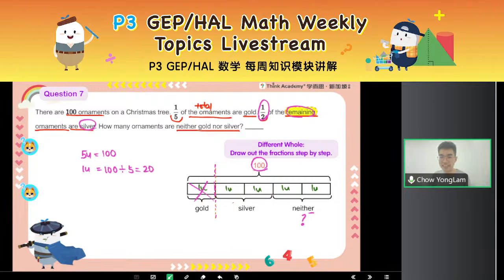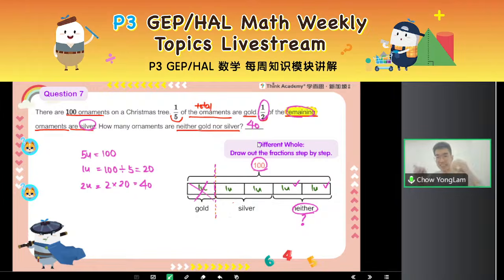And to find out the other part, that is just 1, 2. 2 units is equal to 2 times 20 equals 40. Right, so my answer is 40 ornaments. Okay, this is still considered easy. Wait till you see the next question.